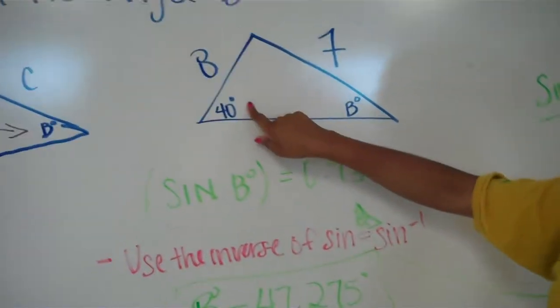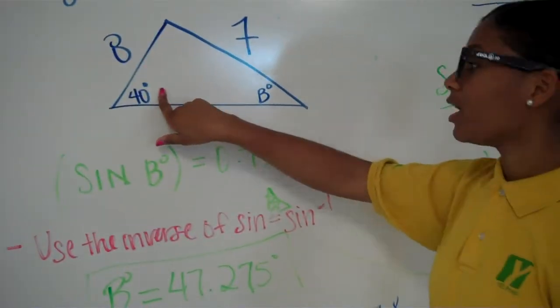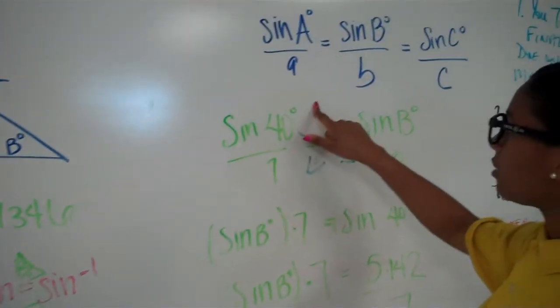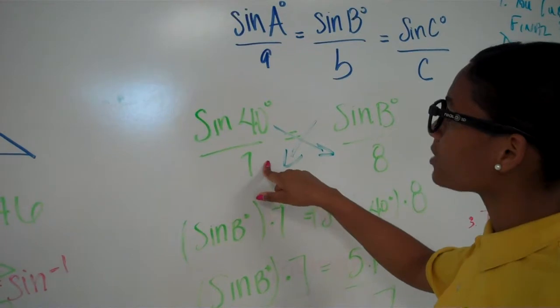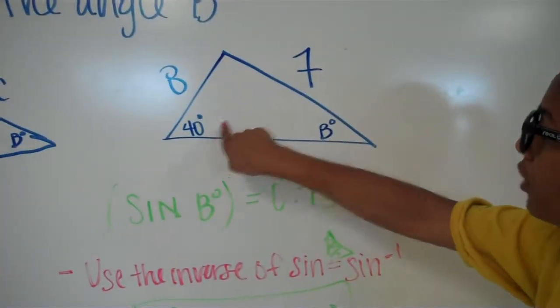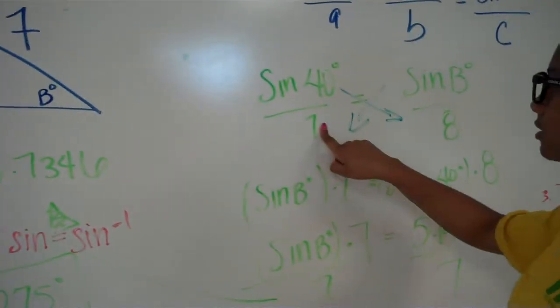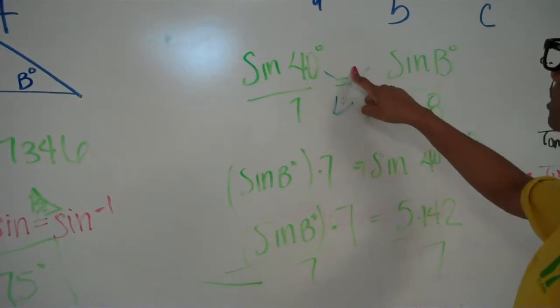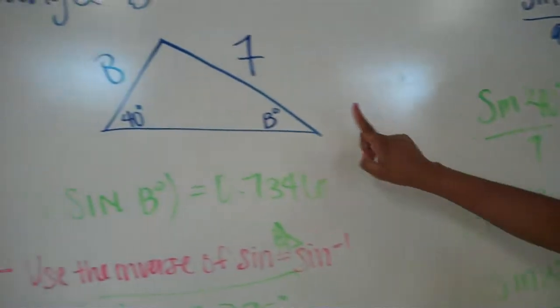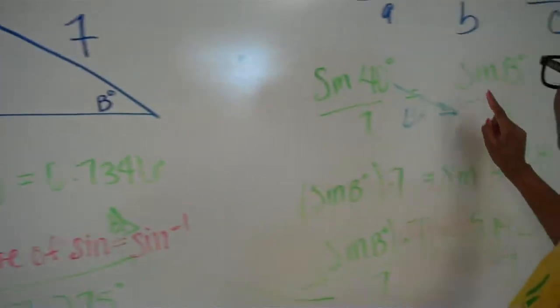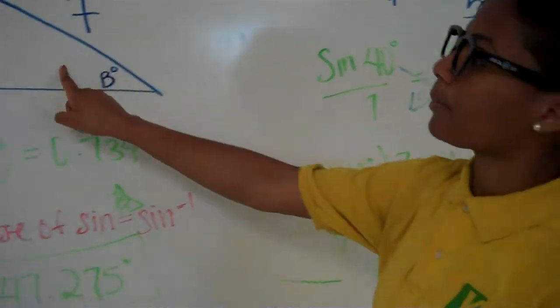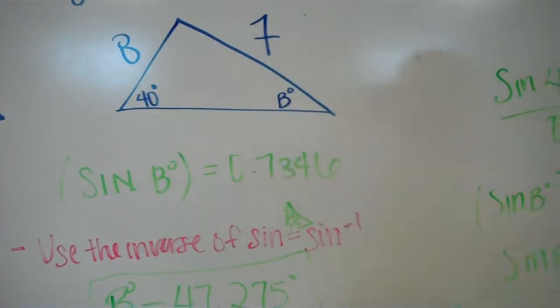So here, we're going to say that 40 is angle A. So the sine of 40 goes over the opposite side of A. The opposite of 40 is 7. So you put 7 under it. And then that equals the sine of B, which is what we're trying to find. And then under it will be 8 because that's the opposite side of the angle.